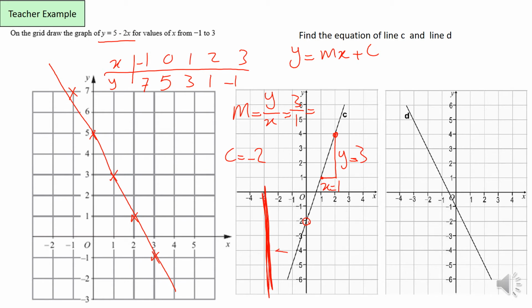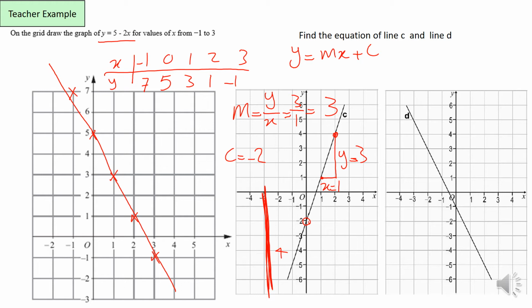If it's going upwards, it's a positive line. If it's going downwards, it's a negative line. In this case, from the left hand side, the line is going upwards, so it's a positive line. So the gradient is going to be positive 3. If it was going down, it would have been minus 3.